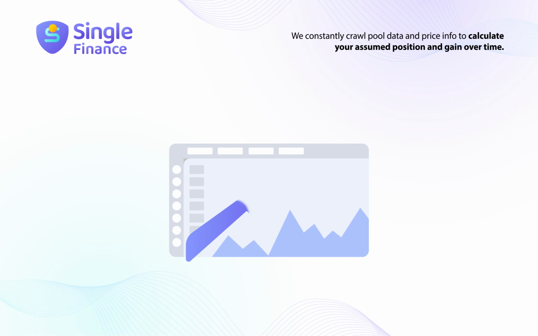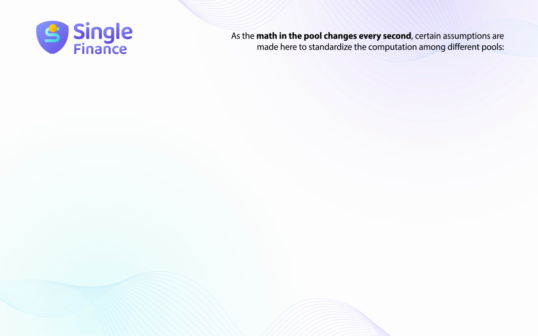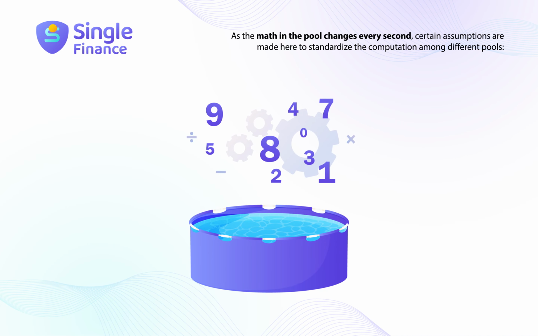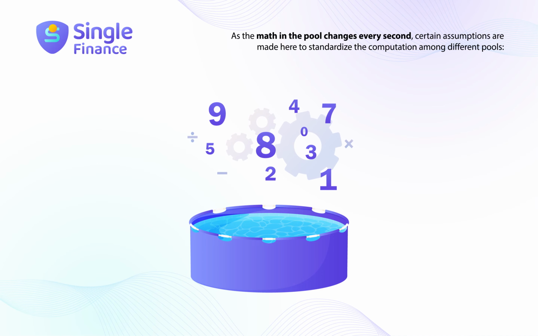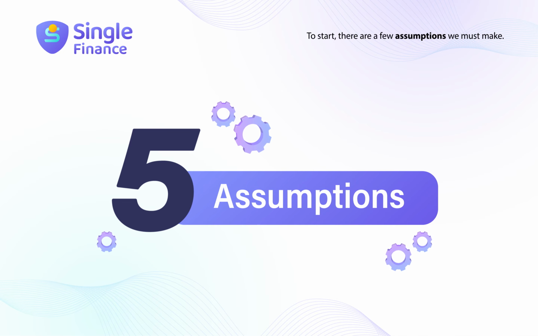We constantly crawl pool data and price info to calculate your assumed position and gain over time. As the math in the pool changes every second, certain assumptions are made here to standardize the computation among different pools. To start, there are a few assumptions we must make.